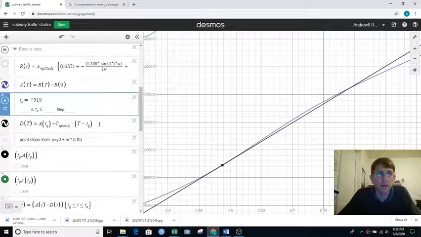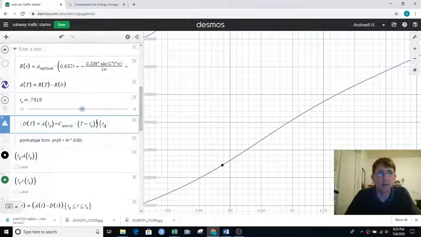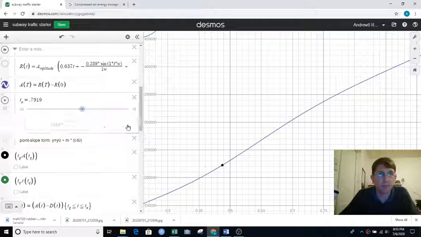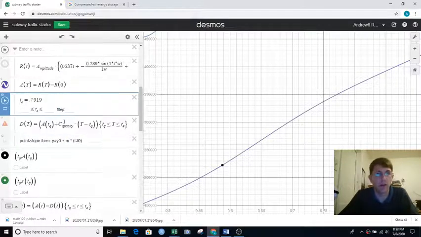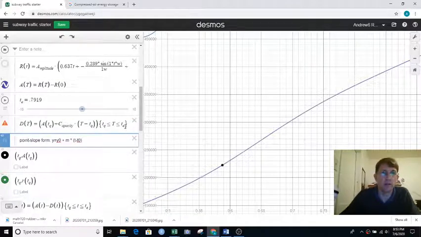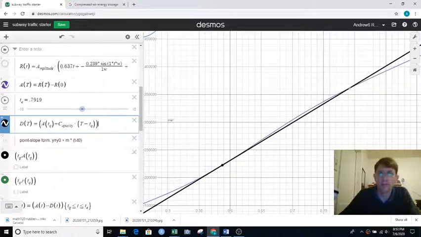All right, so this d of t formula is valid between there and there. So actually, we can put t sub q less than or equal to t less than or equal to t sub e. No, let's undo that. So yeah, sometimes we fight with Desmos, but we really only want to pay attention to this curve, to this line from here to there and not farther out.